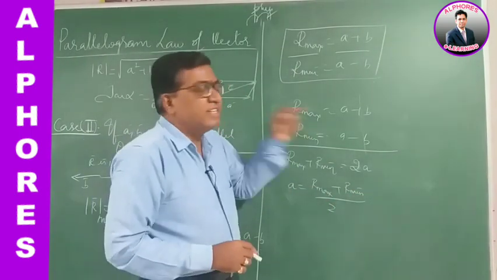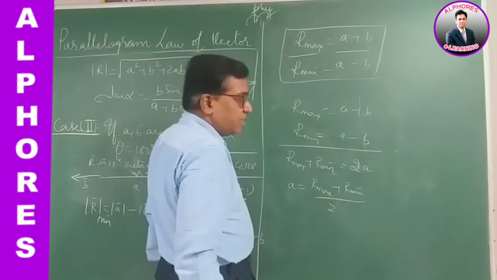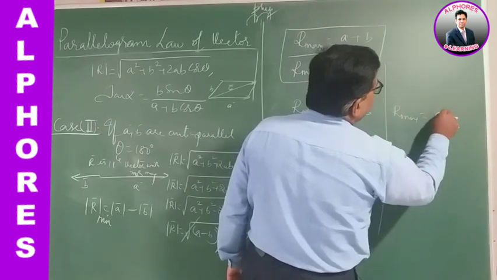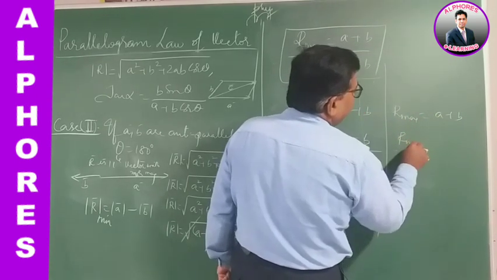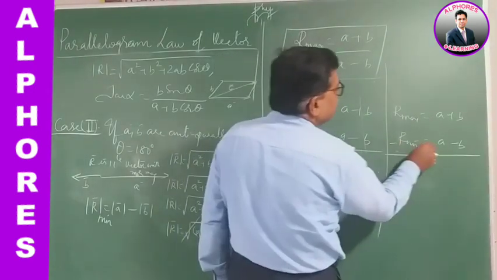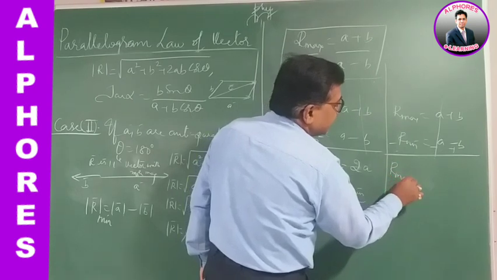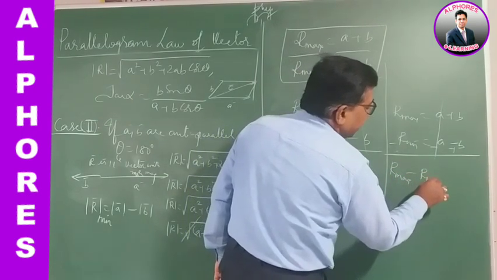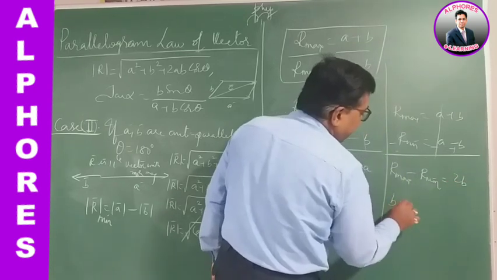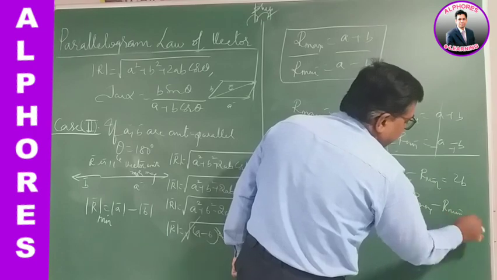Similarly, you subtract these two. R max is A plus B, R min is A minus B. Subtract from one another, minus minus plus, the A cancels. So R max minus R min is 2B. Well, B is R max minus R min by 2.